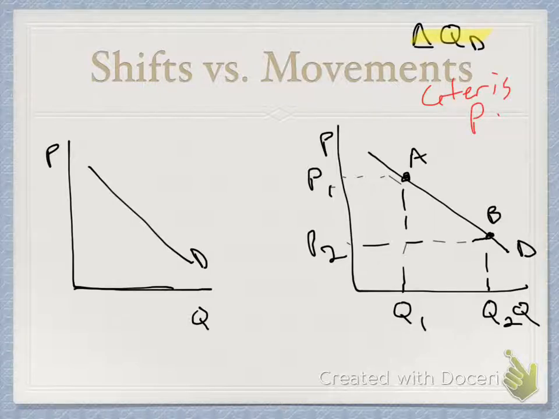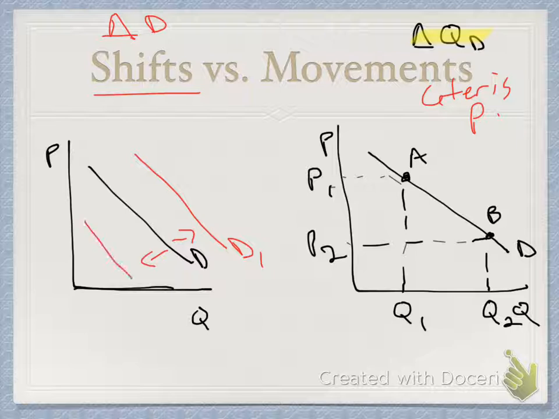Remember that? A shift is going to be a change in demand. It's a pretty bad delta symbol. A change in demand. That's a whole lot better. That's a change in demand. That's a shift. That's a change in demand. That's a shift. To the right is an increase, and to the left is a decrease.